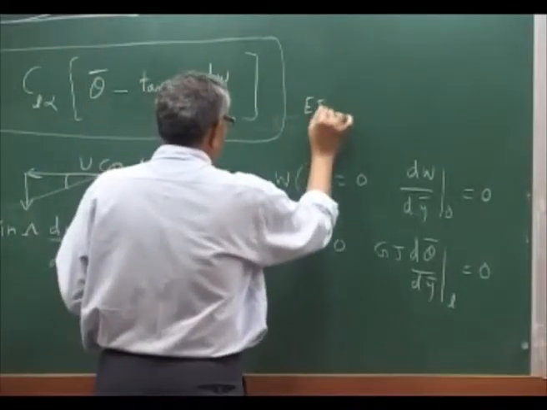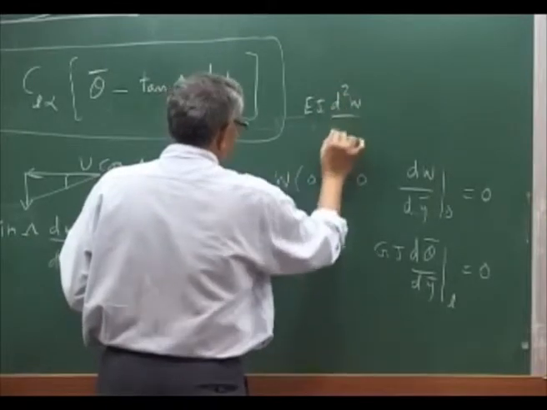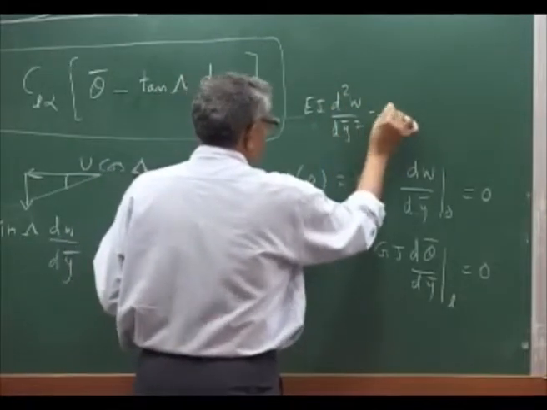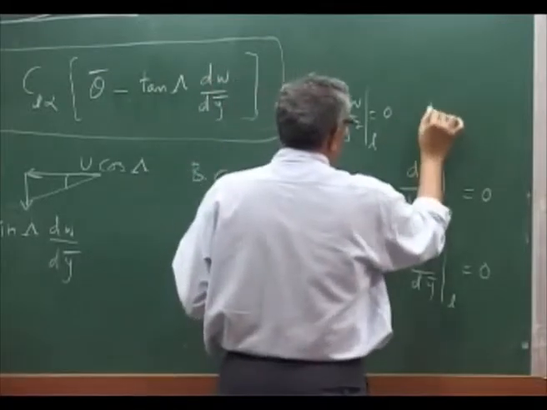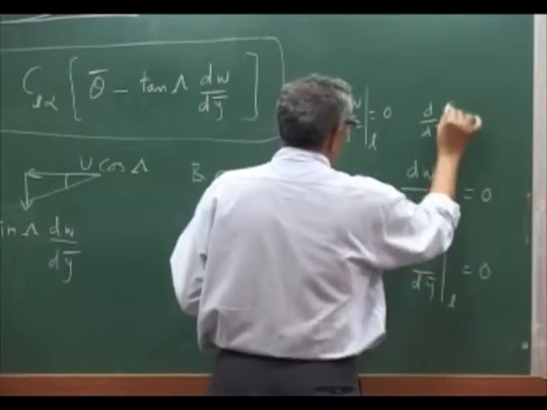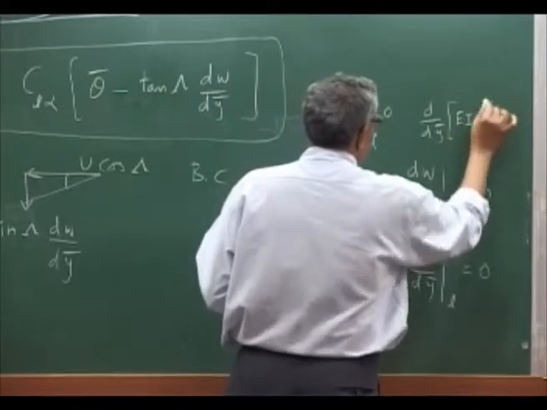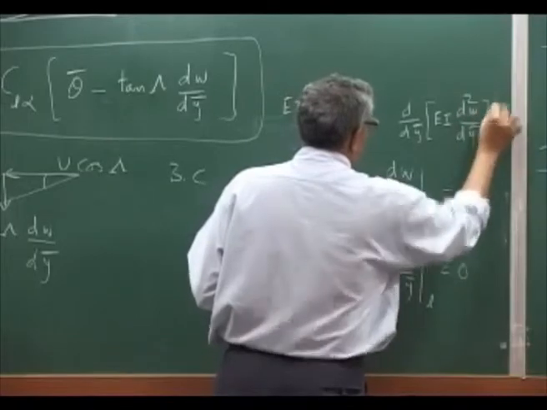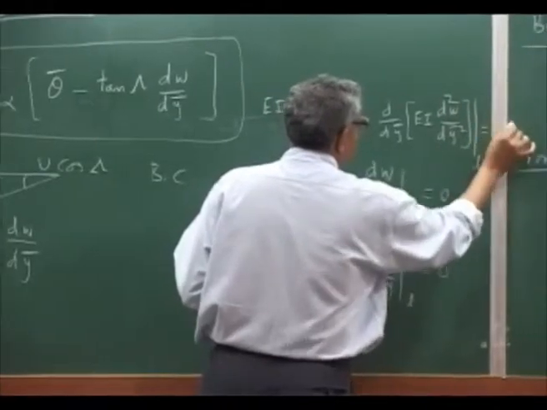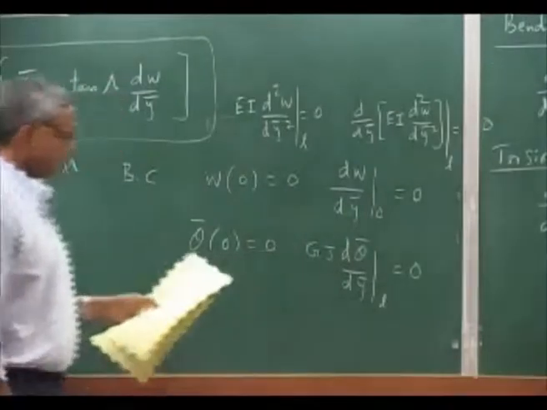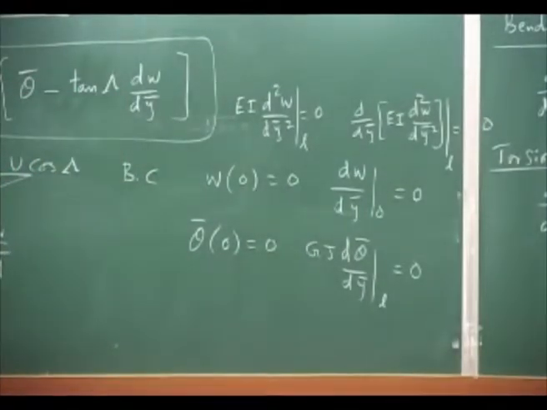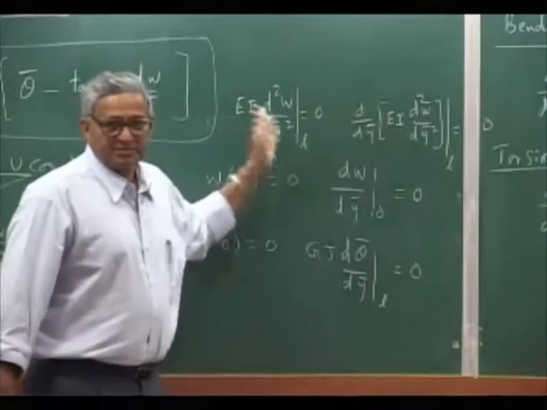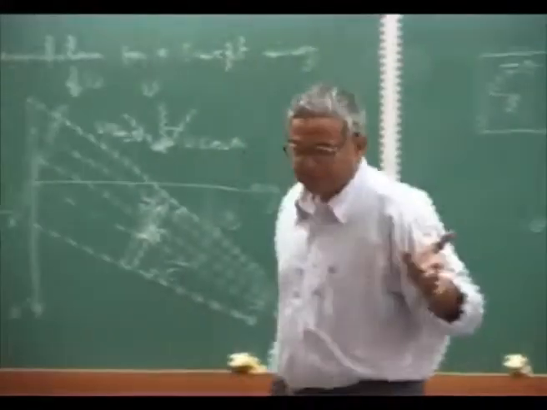EI d square W by d y bar square is 0 at L, and d by dy bar of EI dW by dy bar is 0 at L. So these are your boundary conditions. Okay. Because this is the free end. Shear is 0, bending moment is 0.